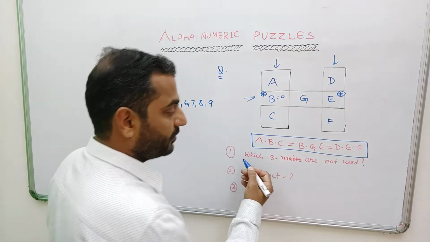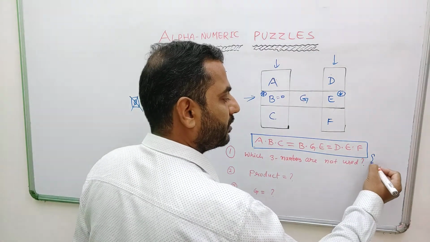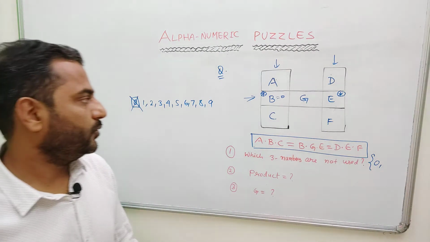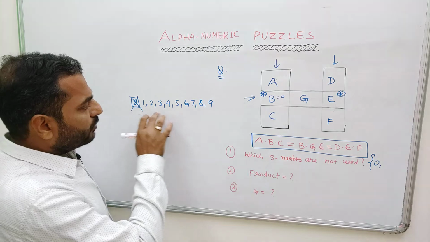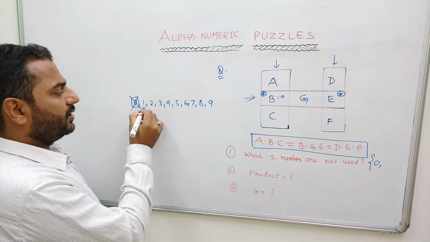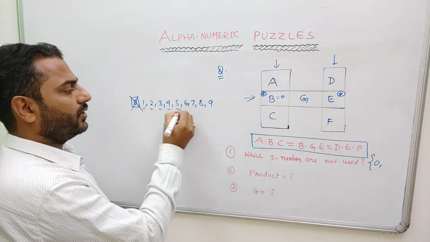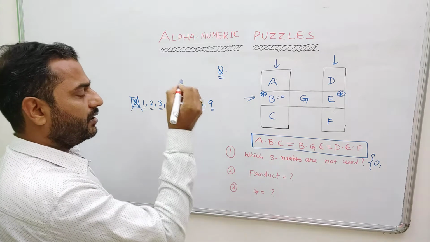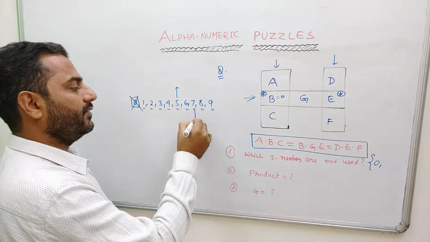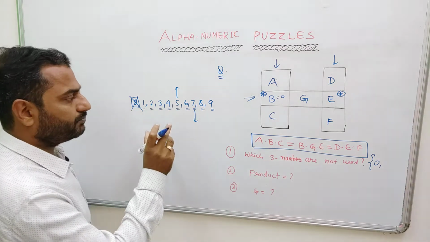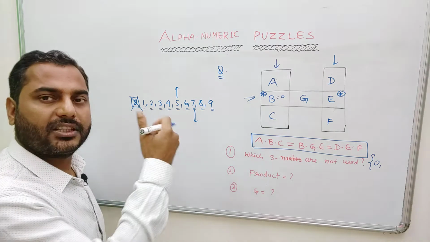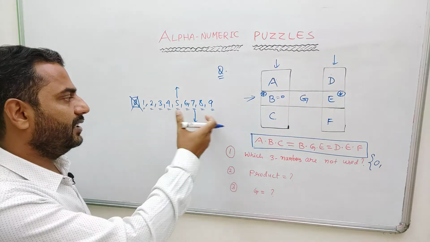So the first question is, which 3 numbers are not used? At least we are sure that 0 is definitely not going to be used. Now try to understand what is happening among the numbers. The numbers are 1, 2, 3, 4, 5, 6, 7, 8 and 9. If you look at them carefully, 5 and 7 have a property that there is no factor of these 2 numbers and no multiple of these 2 numbers in this list.